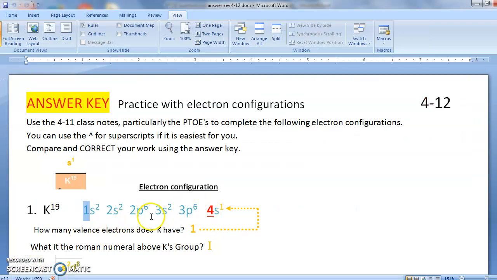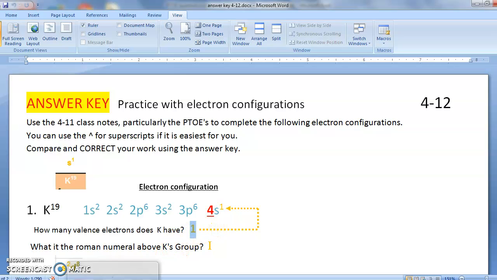So for potassium, that's a 1. Nope, there's a 2. There's a 3. 4 is my largest number. So that is my valence level, and there's only 1 electron in there. So my valence electrons are 1.